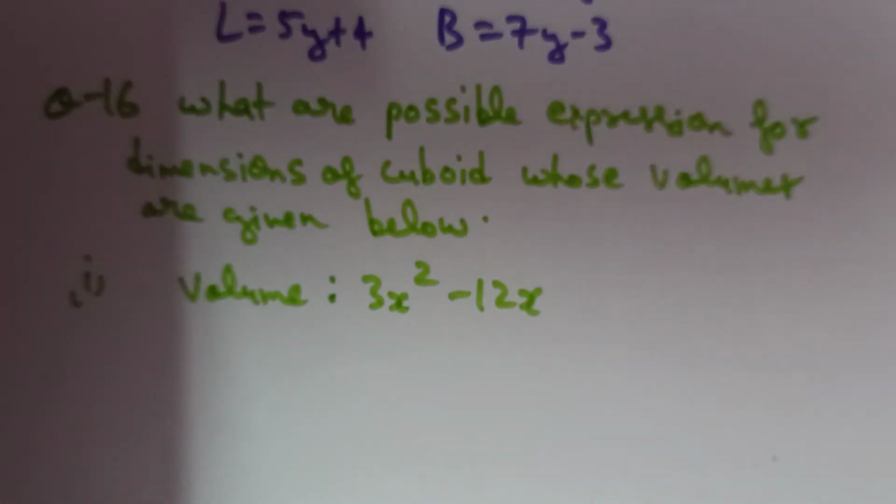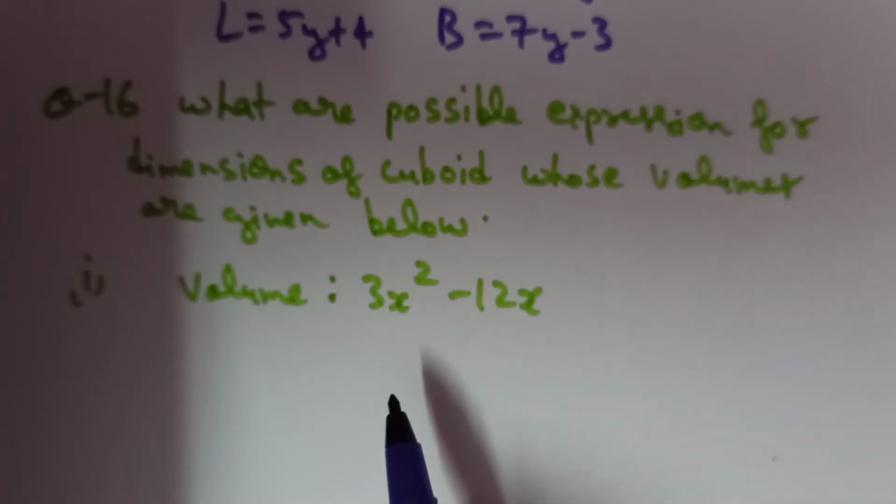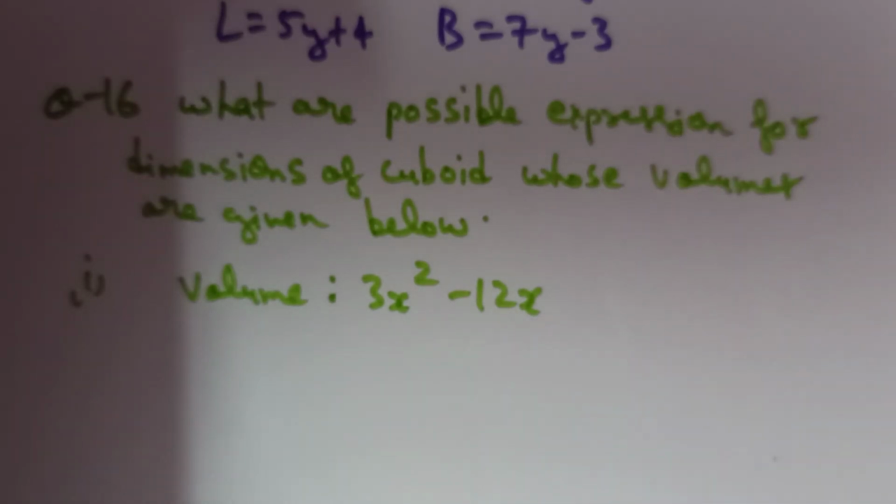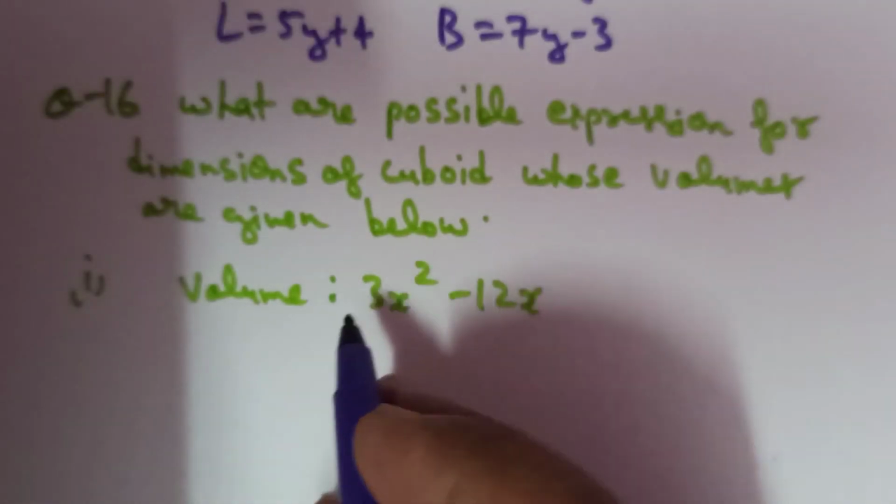Now in question number 16, what are the possible expressions for the dimensions of a cuboid whose volumes are given below? 3x square minus 12x. So if the volume is 3x square minus 12x, we should have three factors, and each factor will be representing the expression for length, breadth and height, because we know that the volume of a cuboid is equal to length into breadth into height. So we have to factorize 3x square minus 12x as the product of three factors. So let's see how we can factorize.